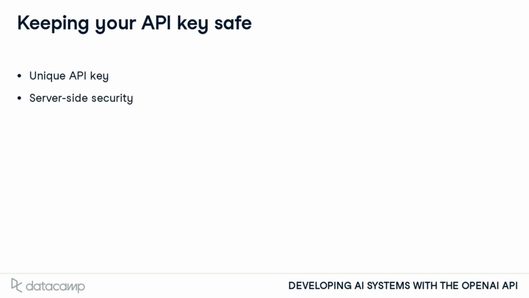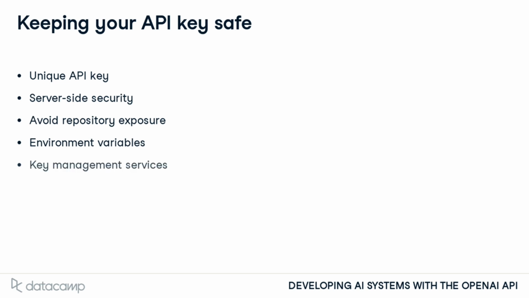Keeping API keys server-side to avoid exposure in client-side environments like browsers or mobile apps. Never committing API keys to source code repositories. Instead, using environment variables to save the key, even in private repositories. Utilizing key management services for secure API key storage and access control. Regularly monitoring account usage and rotating API keys.